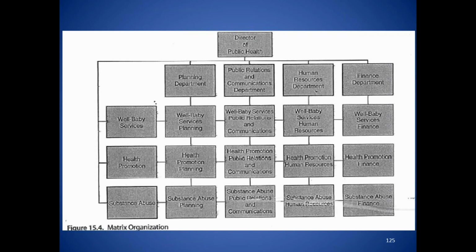So basically what we're saying is that under well baby services, the person in charge of well baby services also has responsibilities through direction of the planning department for planning, public relations and communications for those functions, human resources, once again for human resources, and finance dealing with their budget. Much more complex. It probably means that the person in any of those boxes for planning, communication, resources, or finance is reporting two different ways, horizontally and vertically, and in effect has two bosses, which makes their jobs much more complicated. There have been efforts at developing matrix organizations to improve performance. I cannot personally think of a local health department that I'm aware of that uses this model, but I'm sure there is one.